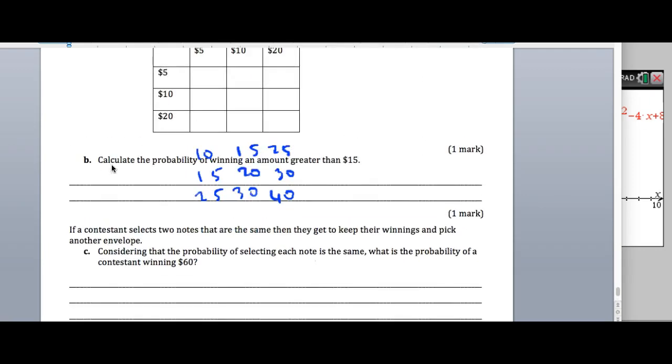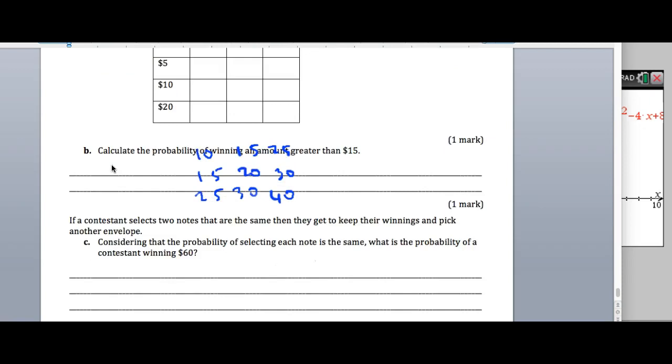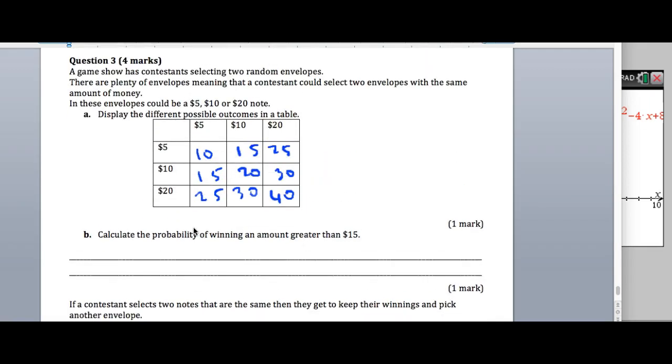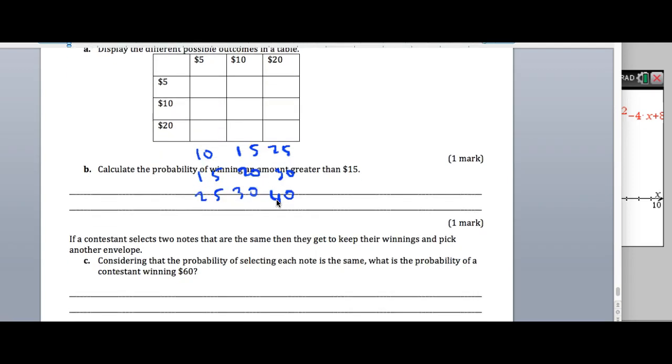If a contestant selects 2 notes that are the same, then they get to keep their winnings and pick another envelope. Consider that the probability of selecting each note is the same. What is the probability of a contestant winning $60? Okay, so this would be given that they got the same. Okay, so you'd only be looking at the 2 $5 notes, the 2 $10 notes, or the 2 $20 notes.